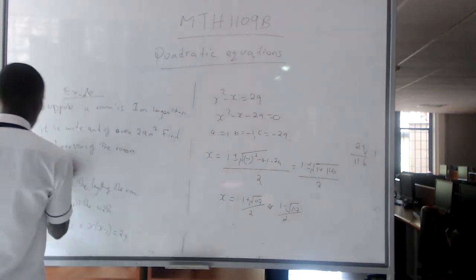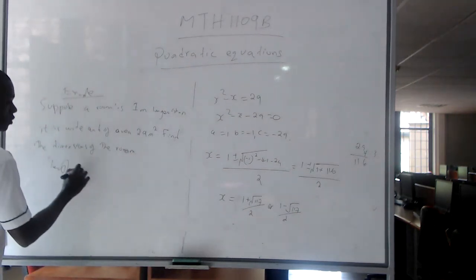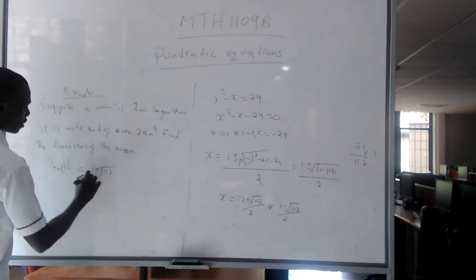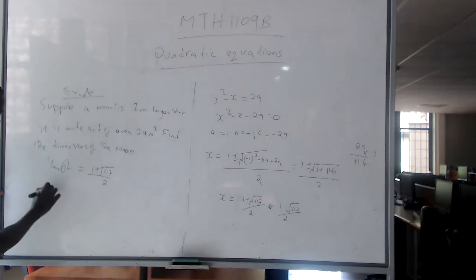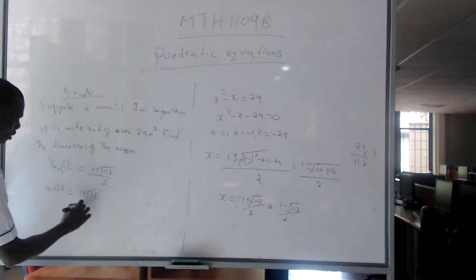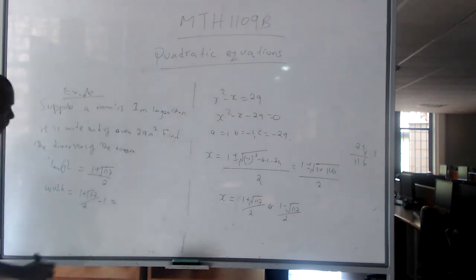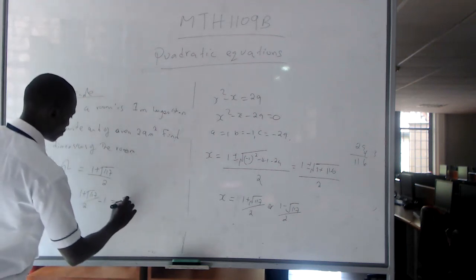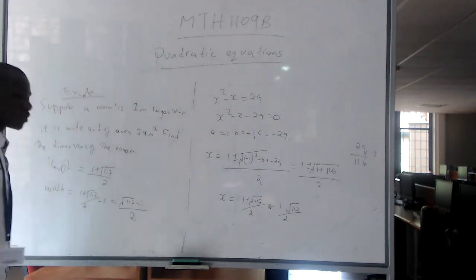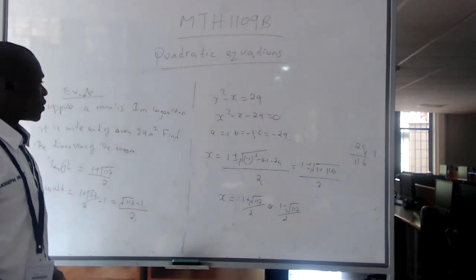So in other words, the length is going to be 1 plus the square root of 117, divided by 2. The width is going to be 1 plus the square root of 117 divided by 2, minus 1, which is simply the square root of 117 minus 1, divided by 2. So these should be the dimensions. This is the length, and this is the width.